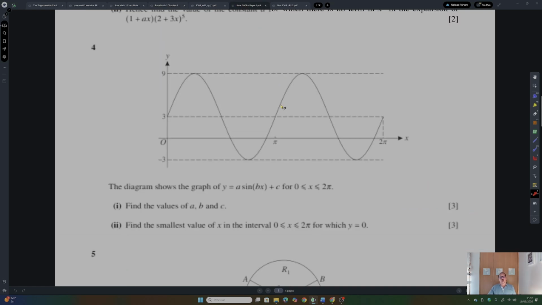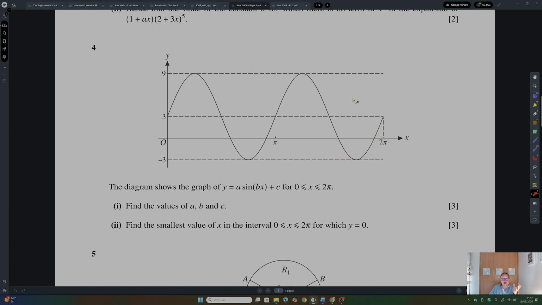Okay? Next question, June 2009, paper 1, question 4. You are given this diagram, which shows the graph of y equals a sine of bx plus c for x between 0 and 2 pi, and you have to find the values of a, b, and c. Again, start with the original function, which is the sine of x. Between 0 and 2 pi, sine of 0 is 0, sine of pi over 2 is 1, sine of pi is 0, sine of 3 pi over 2 is minus 1. So the original would be something like that.